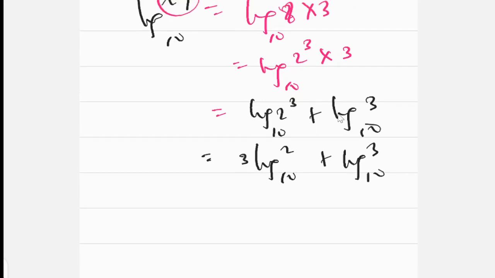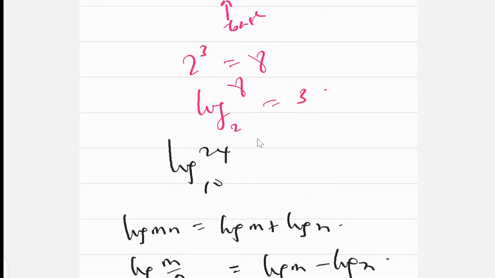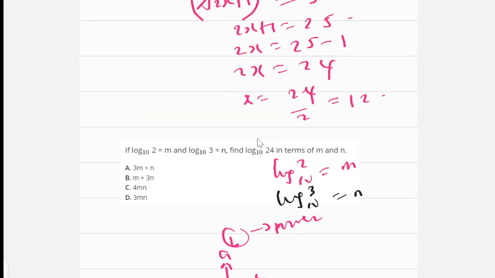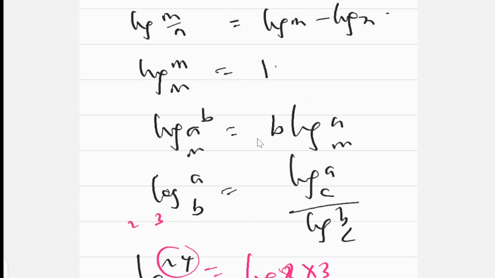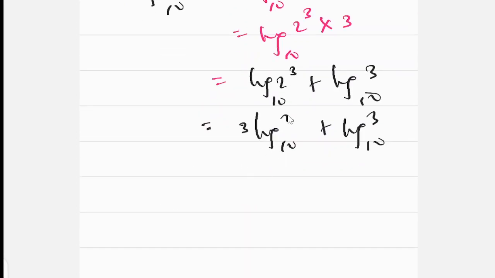And we were told that your log 2 is what? What is log 2 base 10? We were told it is m, and log 3 base 10 is n. So whenever you see log 2 base 10, you put m, then it's going to be 3 times m plus n. Then your answer is 3m plus n. So your answer is 3m plus n. I hope that is clear. You can see it is not difficult to do.